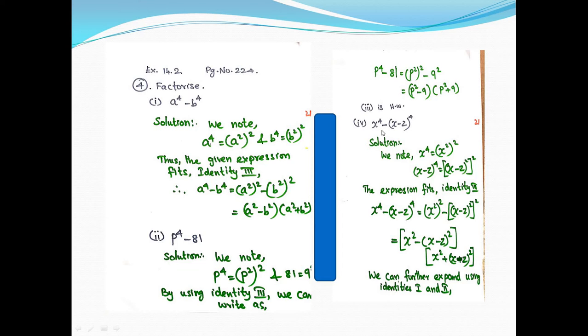Okay. X to the power 4 minus, x minus z to the whole power 4. Okay, so the solution for this given expression is x to the power 4 can be written as x square to the whole square. X minus z to the power 4 can be written as x minus z to the whole square, and write the curly square bracket to the whole square. X minus z square to the whole square. X minus z inside the bracket square, then make a square bracket to make the whole square of this expression. So the expression fits the identity number 3. So x to the power 4 minus x minus z to the whole power 4 can be written as x square to the whole square minus, open the square bracket, and inside the bracket x minus z to the square to the whole square.